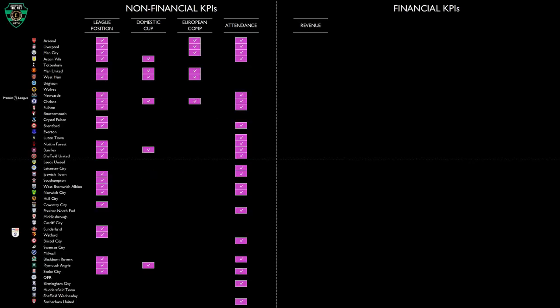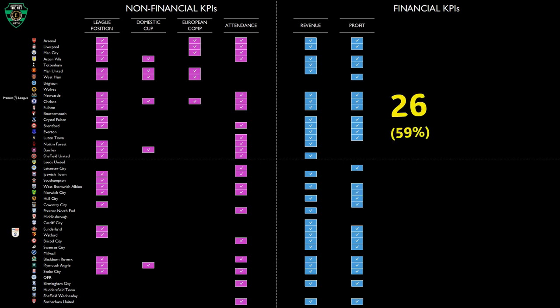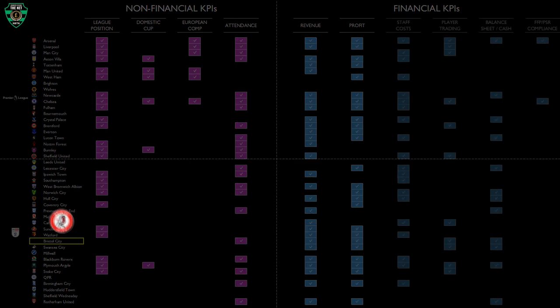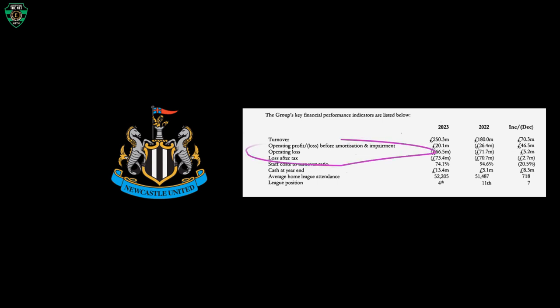Revenue metrics are all the rage, with 28 out of 44 clubs tracking top-line KPIs, usually total revenue or revenue growth. Next in line, we've got profit, another popular one, with 59% of clubs focusing on some form of profitability metric. This is where there is more variety in what teams track. Take Bristol City, for example. They're tracking EBITDA and losses minus player trades. Meanwhile, Newcastle have their sights set on operating profit pre-player purchases, overall operating profit, and their financial loss post-tax for the year.